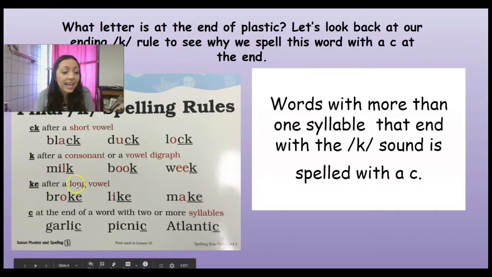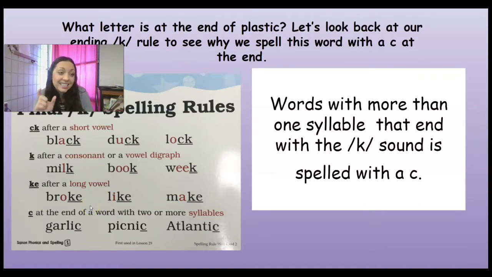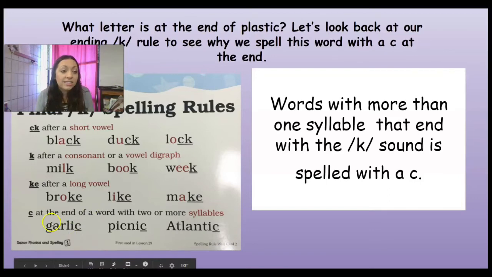We use KE after a long vowel. So if we hear oak, we need that K at the end. We know it's got an E. Ike, ache. And remember, it has to have that KE because it needs the E to make that other vowel long. All right, so this is our new part.